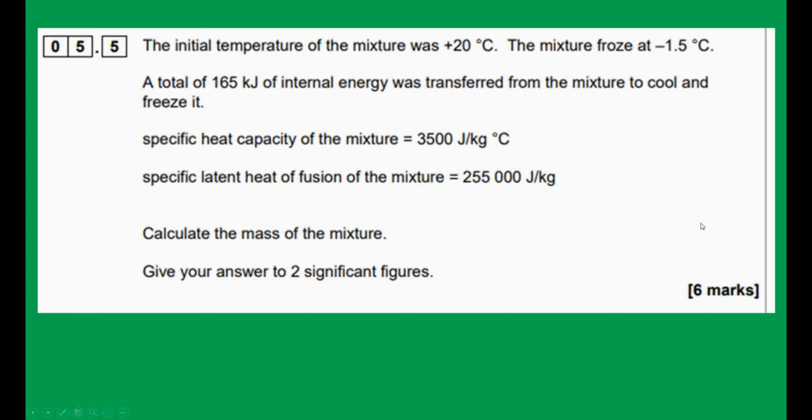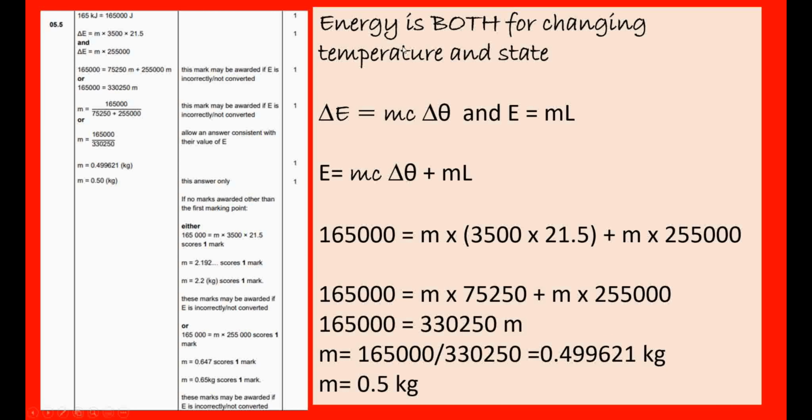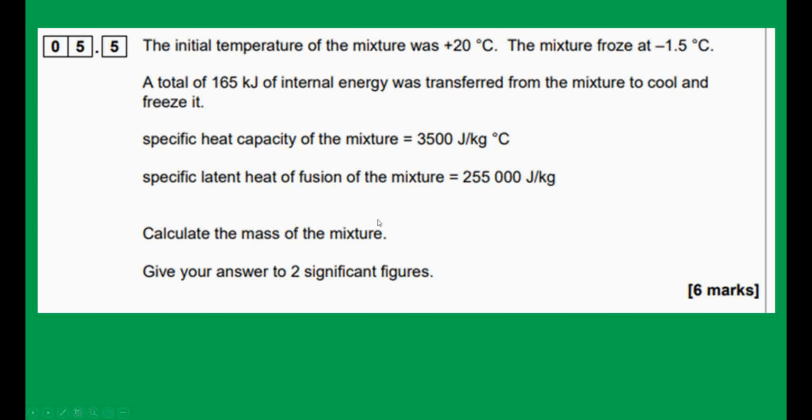Okay, so moving on. That energy change is for both the change in temperature and the change in state. So those are our two equations we need: the change in energy due to a change in temperature and the change due to a change of state. So the total energy would be those two added together: mcΔθ plus ml, where m is the thing I'm trying to find, that mass. Now I know the total energy. I'm told that in the question. The total energy is 165 kilojoules. Change that to joules, times by 1,000. It'll get you a mark if you don't do anything else.